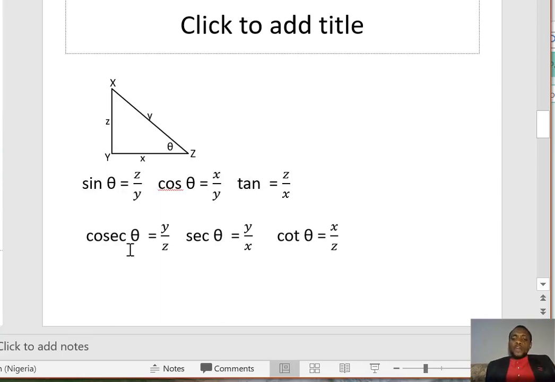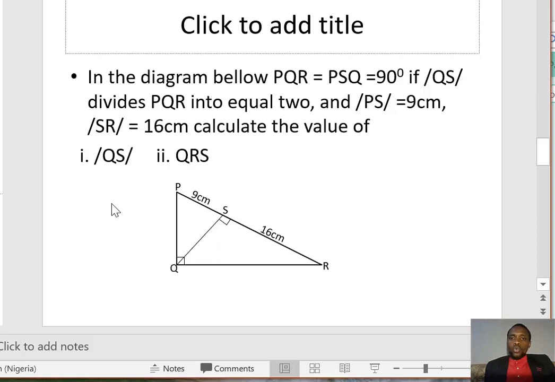Then don't forget that we said cosec theta is 1 over sine theta. So if you have 1 over z over y, it's going to give us y over z. So just invert it. Sec theta, which is 1 over cos theta, you just invert it, it's going to be y over x. Then cot theta will be x over z. That is the inverse of tan theta. Then next, we go to how we can solve questions on this.